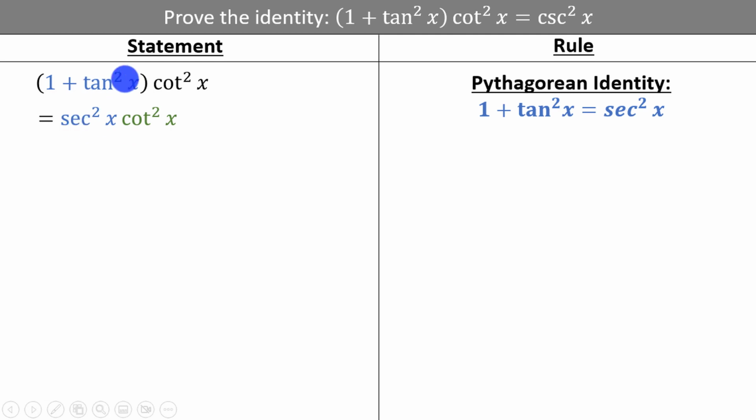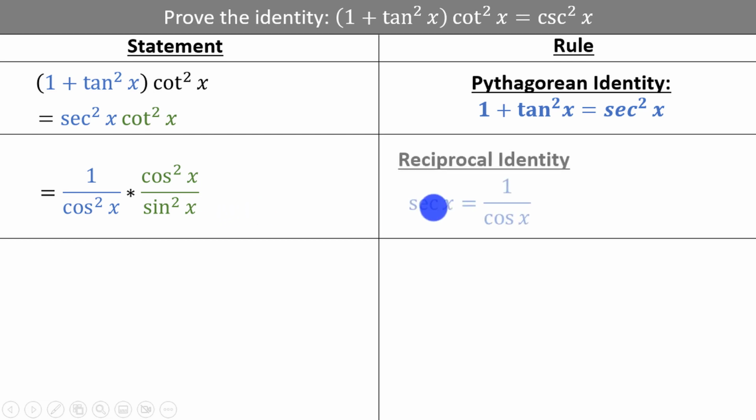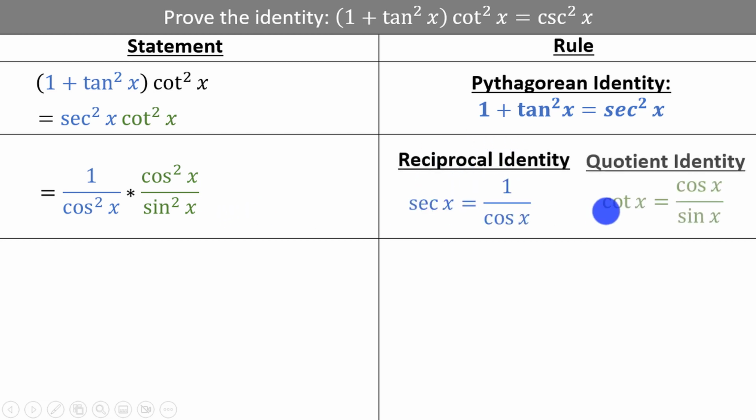We have secant squared times cotangent squared. Like I've been stating, when you have trig functions that are multiplied together, change everything to sines and cosines, and typically that will simplify things. Secant is the same thing as 1 over cosine, and cotangent is the same thing as cosine over sine. We justify this by the reciprocal identity for secant and the quotient identity for cotangent.